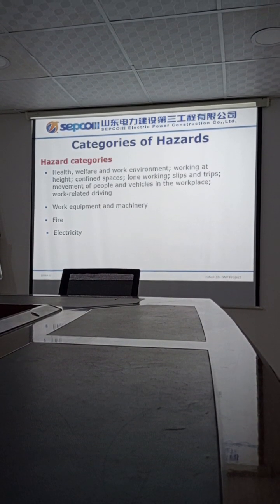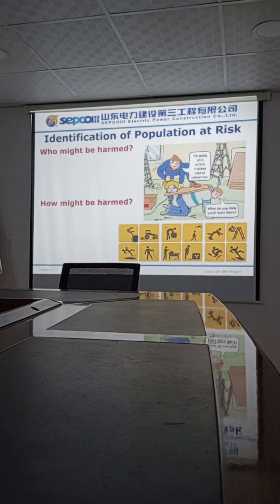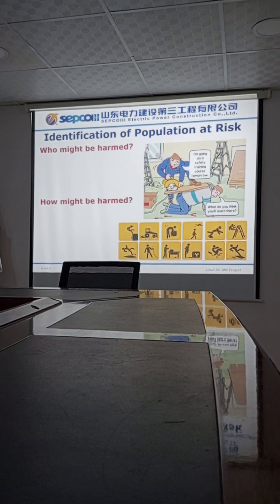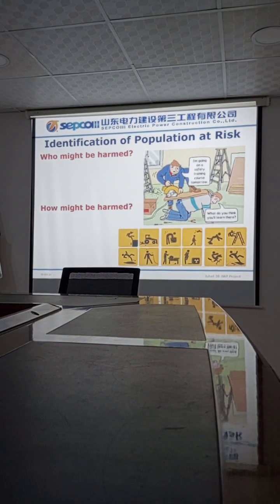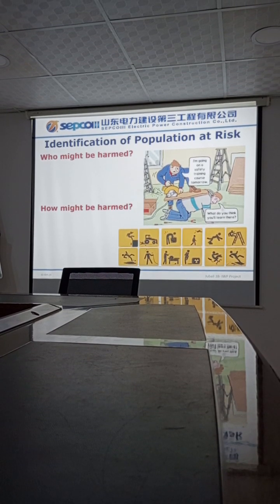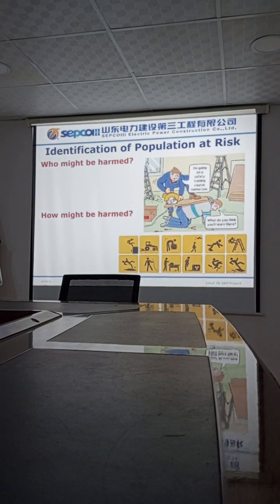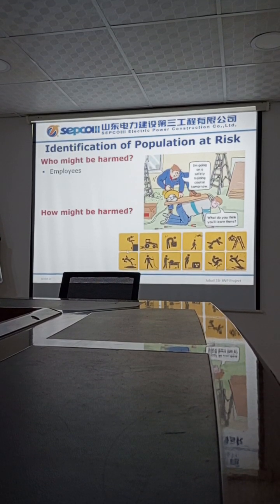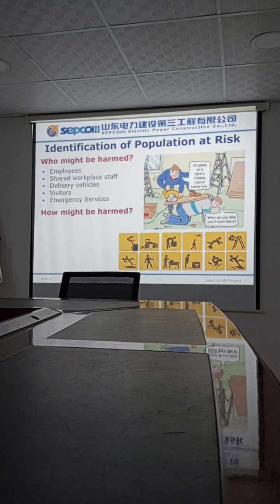This is the common hazard that you may encounter outside. Okay, so who might be harmed? In this picture, this guy is doing cutting, but not on a proper working table. What do you think he should have? Yes, it should be a proper table. And here, see the employees. All of these are considered possible to be injured.